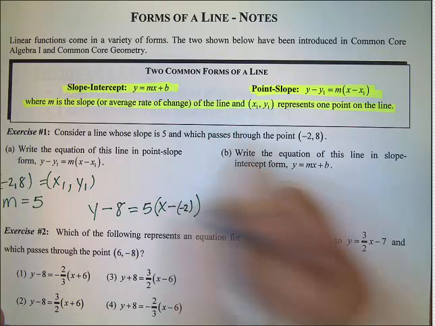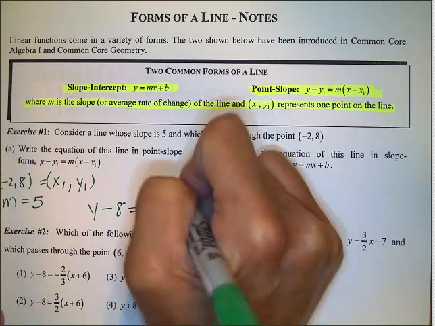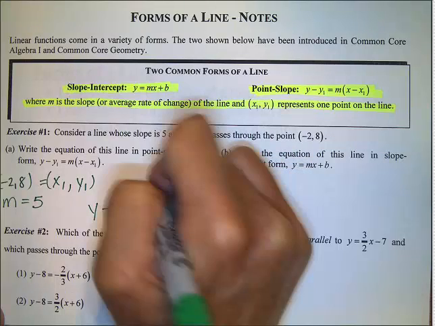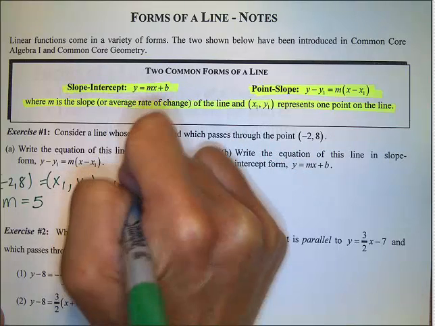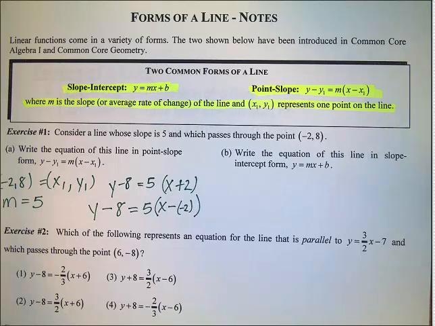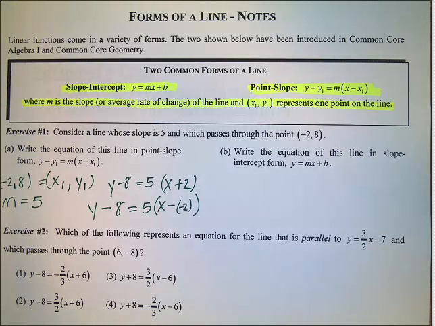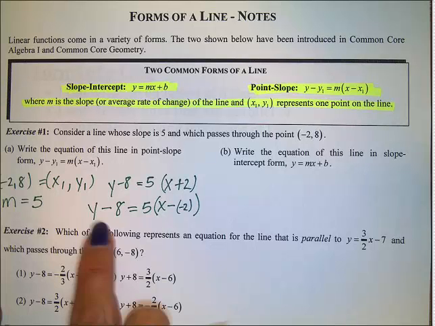Could you rewrite this as x plus 2? Sure. It would actually be better. Now they want us to write the equation of this line in slope-intercept form. So we are going to continue with our point-slope form.